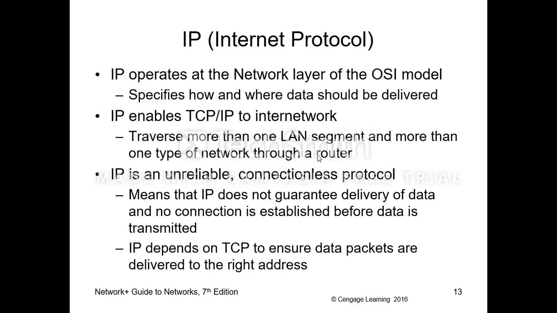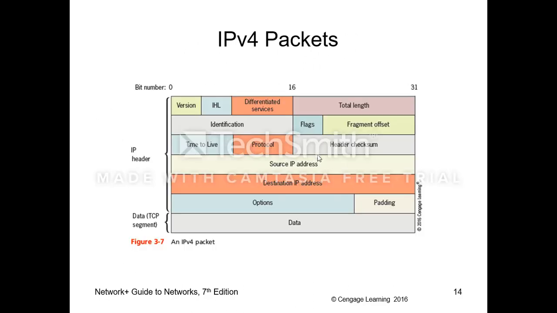Okay? IP operates at the network layer of the OSI reference model. It's what enables TCP/IP to internetwork, which means leave one network and go to another network. It is unreliable. It is connectionless, as I mentioned. Now, it doesn't guarantee delivery of the data, but what it does ensure is that the data packets are being delivered to the correct address. We're just not ensuring that all of the packets are being delivered.